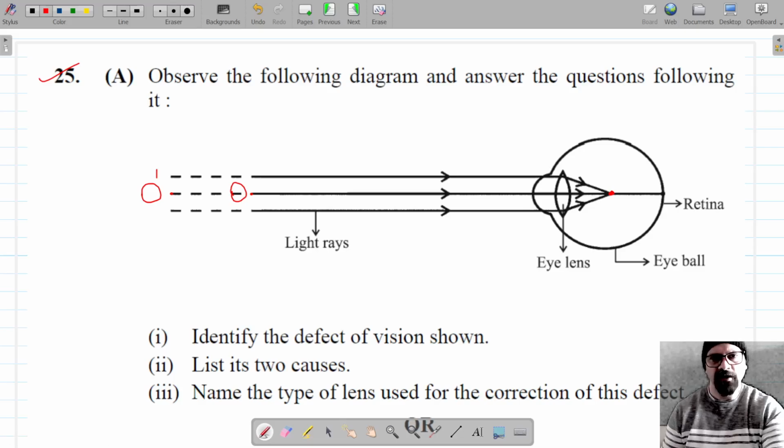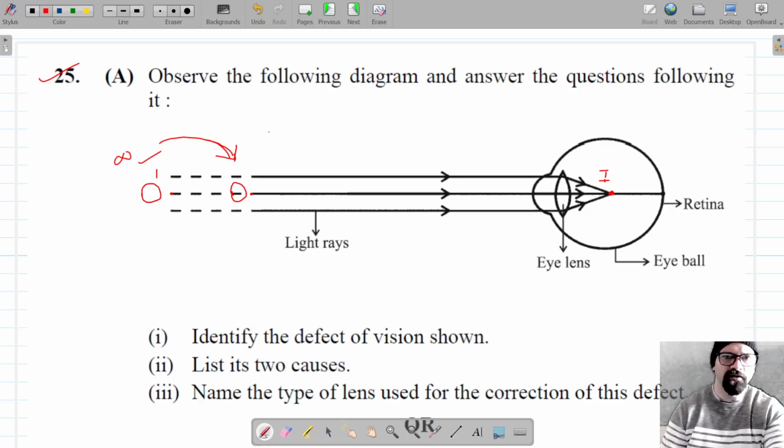So we can say that the far point of the eye is now nearer than infinity. The reason we get the image in front of the retina is that the far point, which was supposed to be at infinity, has come nearer. So here the far point is nearer than infinity.